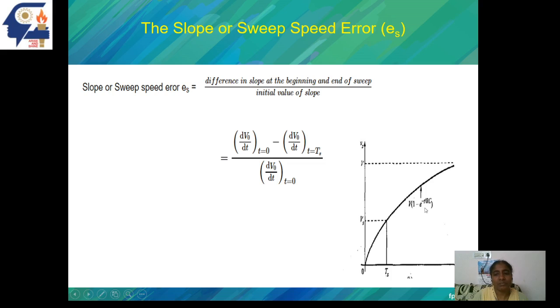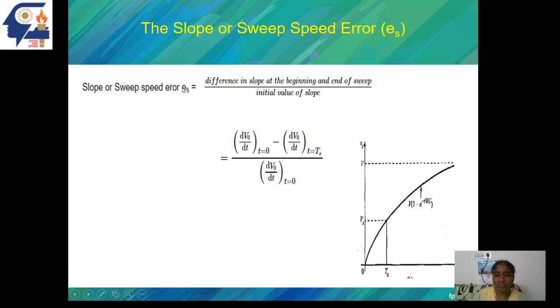For this equation we have to find the slope at t equal to 0 and t equal to Ts. This is the initial point where the switch is open, and the final point where the switch is open. We are finding the slope at these 2 points, and the difference divided by the initial slope. The switch is kept open between t equal to 0 and t equal to Ts. So initial slope minus final slope divided by initial slope, when the switch is kept open entirely. This total analysis is when the switch is kept open, and this is said to be slope error or sweep error in the waveform.